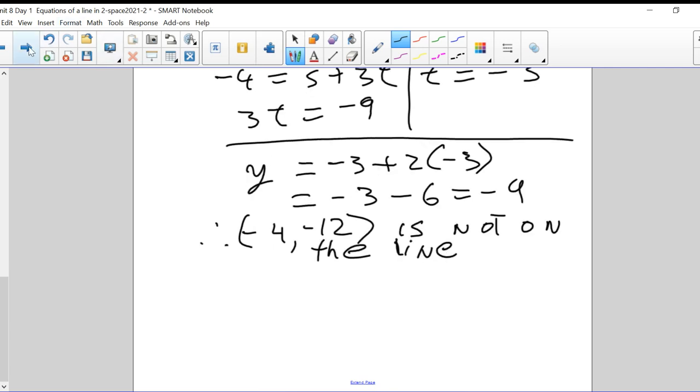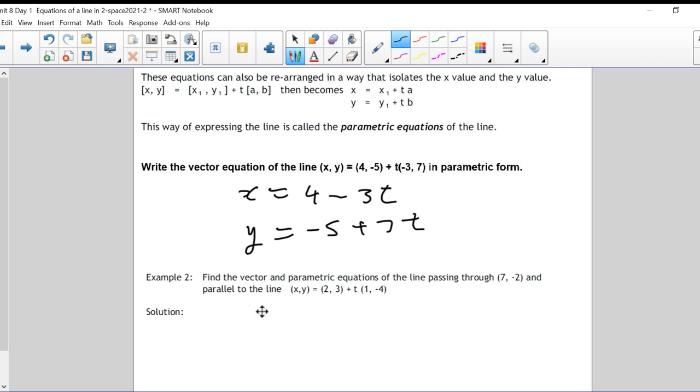Let me move over now to my next page, which is, oh, we just did this. So find the vector and parametric equations of the line passing through. Okay, let's think about this one now. Find a vector, and again, I should have said here that t is an element of R. So t can be any real number that will change the relationship between your x's and your y's. Anyway, let's get to example 2. Find the vector and parametric equations of the line passing through this point and parallel to the line with this vector equation.